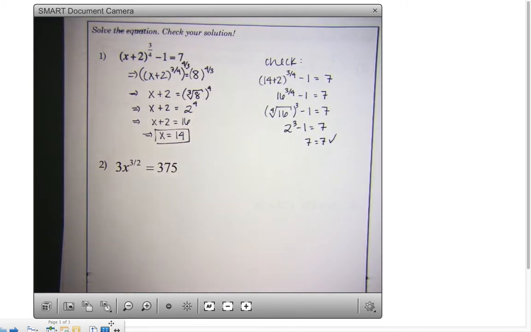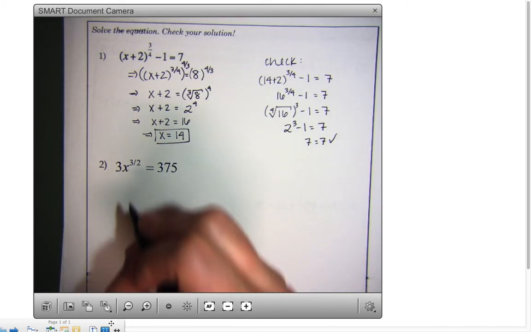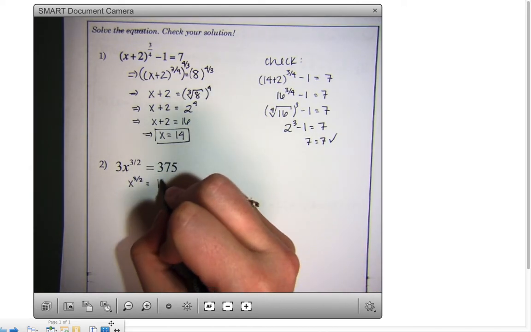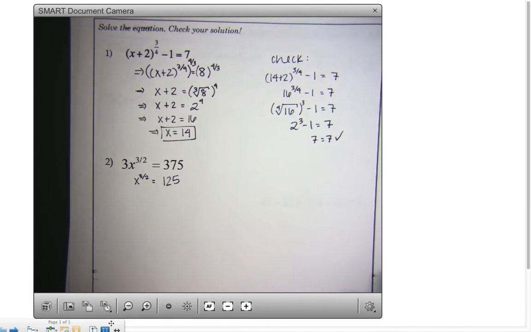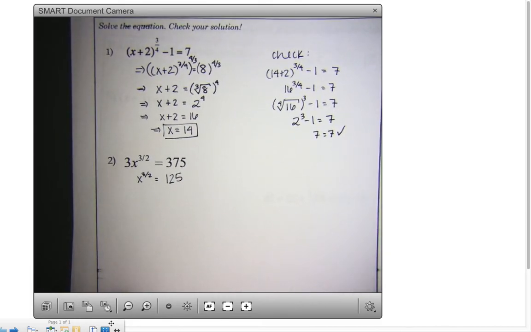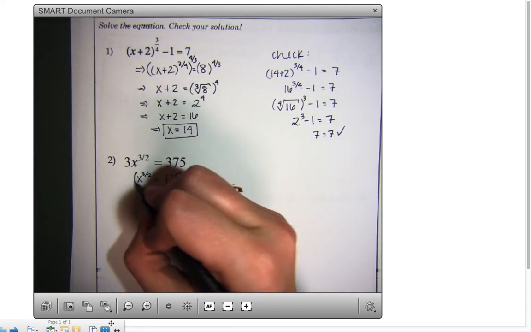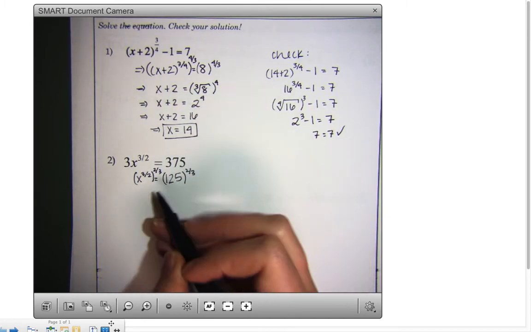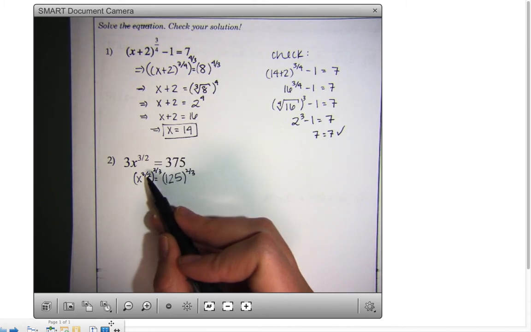All right, let's try the second one. I have to get x to the 3/2 isolated, so that means I need to divide by 3 to start with. 375 divided by 3 is 125. Again, I've got this fractional exponent. That needs to go. To get rid of it, I need to raise that to the power that would make it 1. So the reciprocal would do that. So I'm going to raise it to the 2/3 power. 3/2 times 2/3 is 1. That goes away.